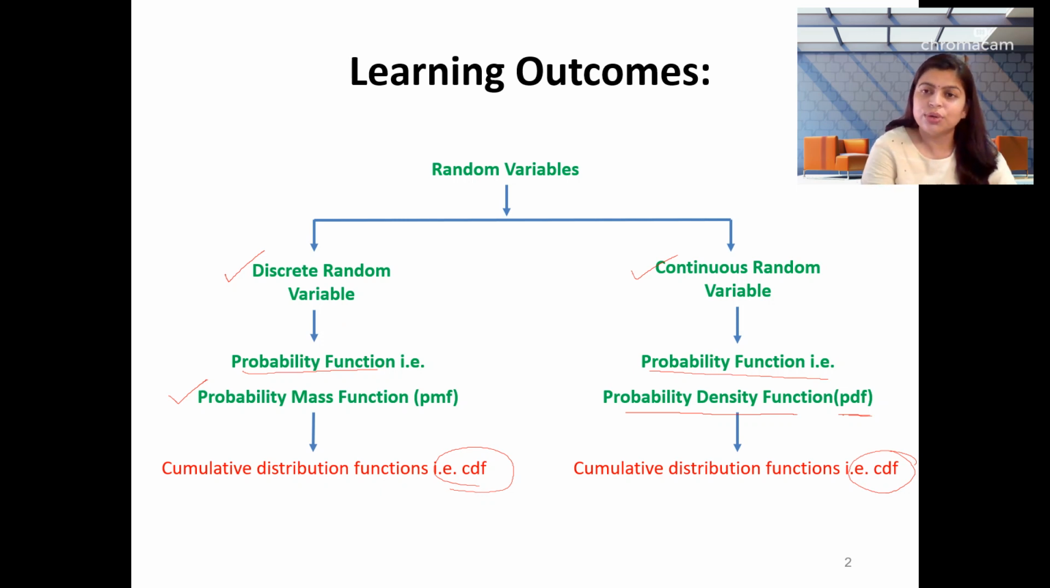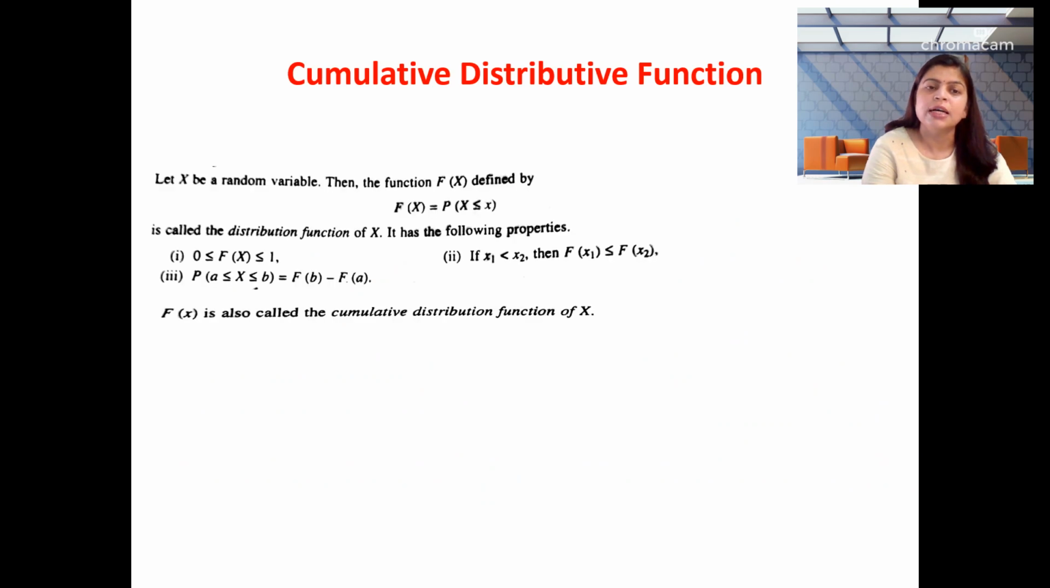Let's begin first of all with the definition of the cumulative distribution function. This is a very general definition, because here we are not talking about any discrete or continuous random variable in particular. Let X be a random variable, then the function capital F of x is defined by F(x) equals the probability that capital X is less than or equal to small x.